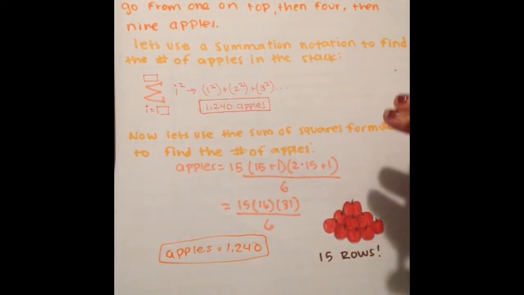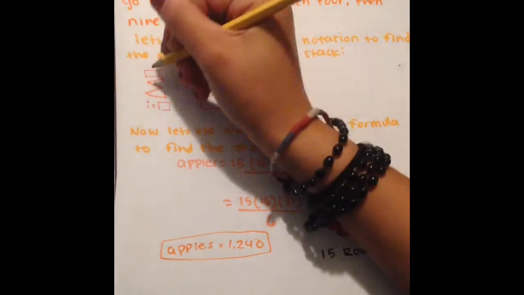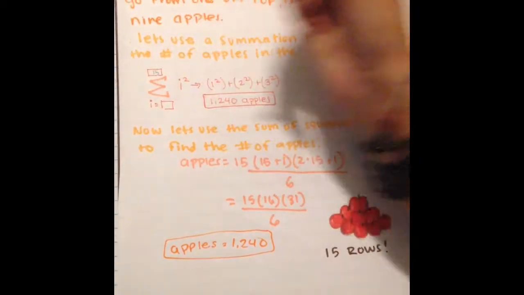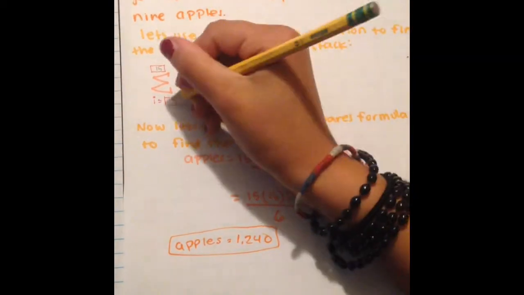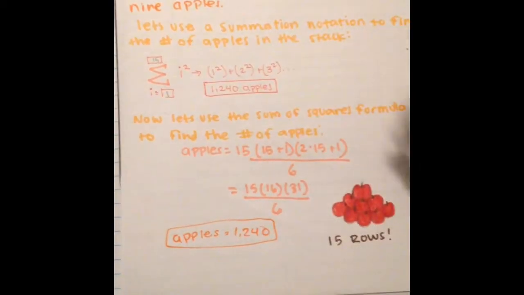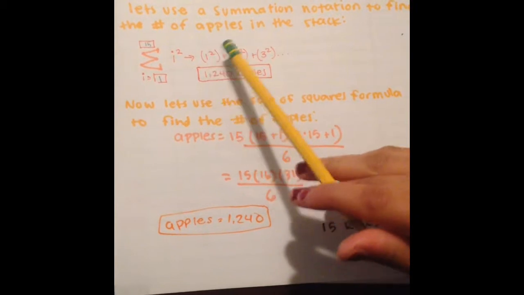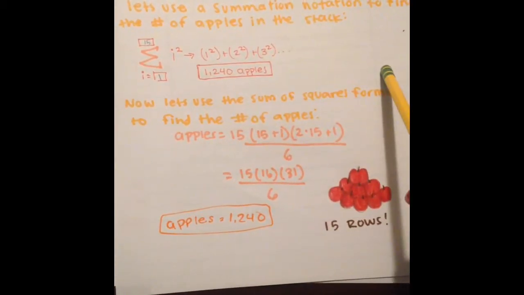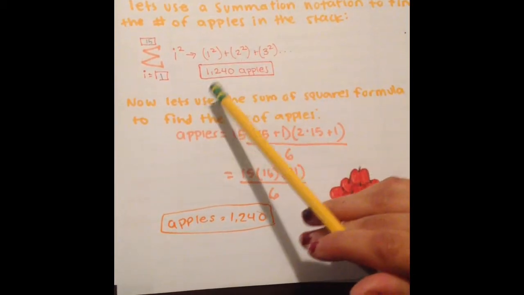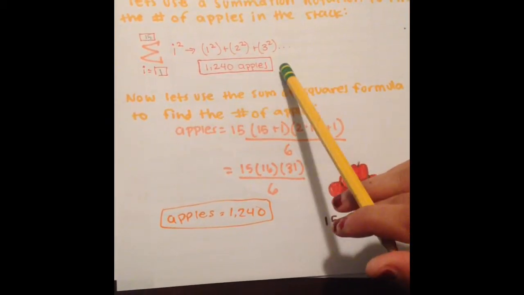So we have about 15 rows. We're just going to put 15 here. And then we see that the formula is i to the second power, so we're just going to do i equals 1. And then 1 to the second power plus 2 to the second power plus 3 to the second power, and so on to 15. If we do this, we will get 1,240 apples all in all.